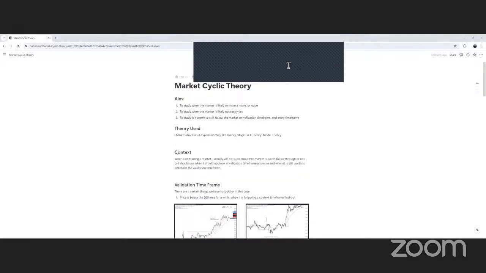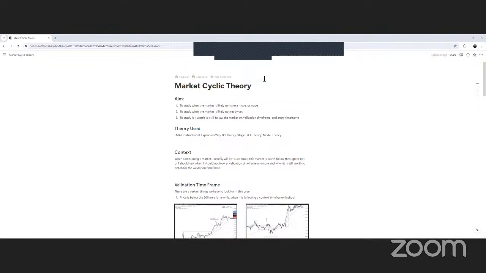Okay, so can you see my screen? Should be able to, right? Yeah.